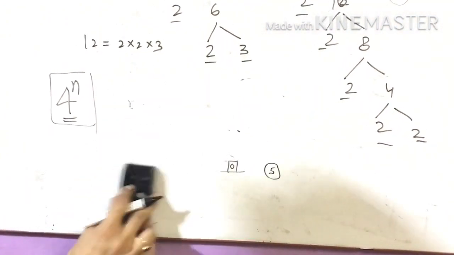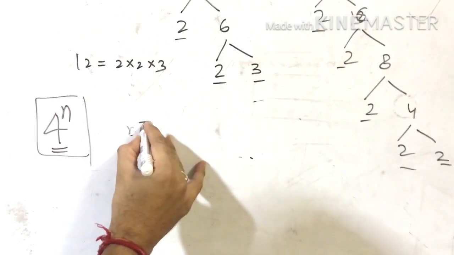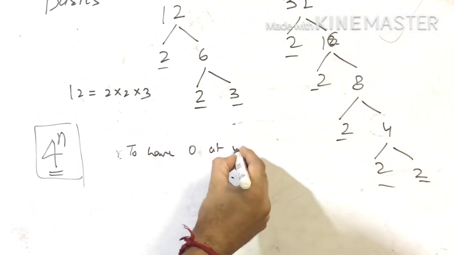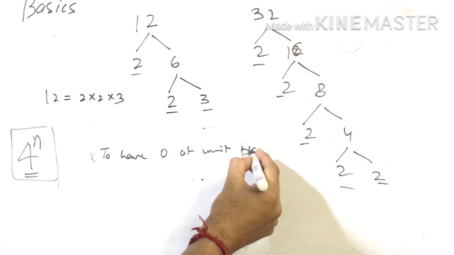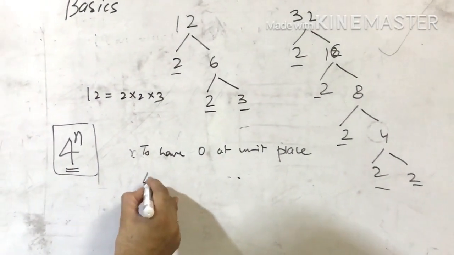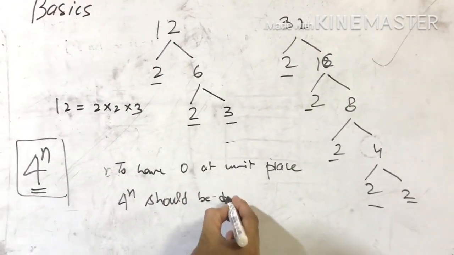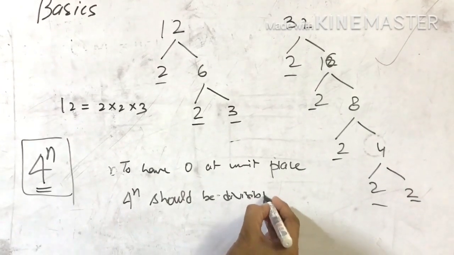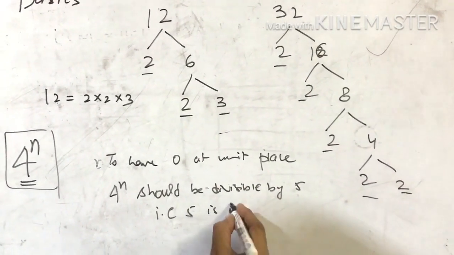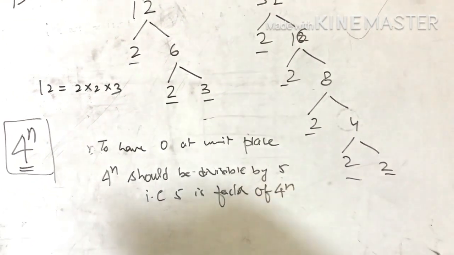So what will be now? You will write down, to have 0 at unit place, 4 to the power n should be divisible by 5. That is, 5 is a factor of 4 to the power n, right?